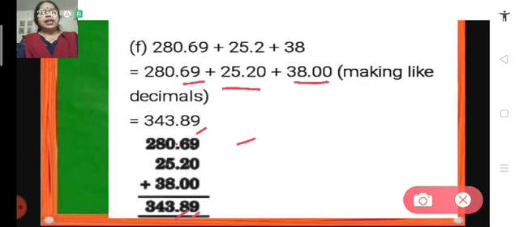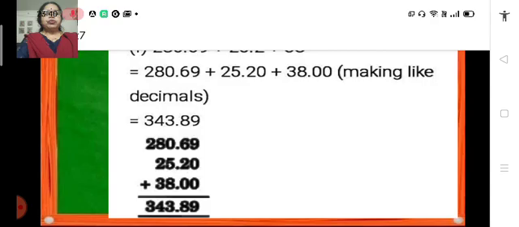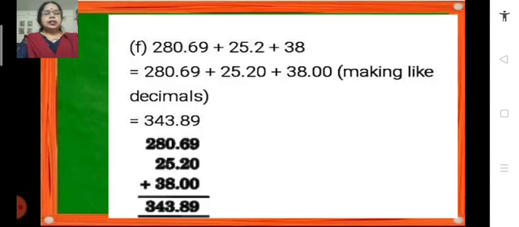So 5 plus 8 becomes 13. We will write 3 here and carry over 1 here. So here we have 3 plus 1, that is 4. So we write 4 here and 1 is carried over here. So 2 plus 1 becomes 3. So what is the answer we get? It is 343.89.